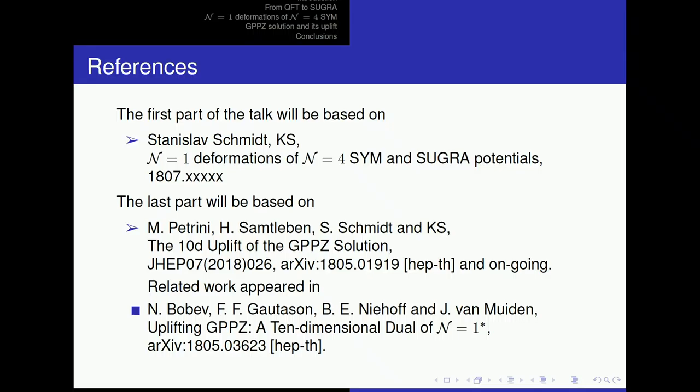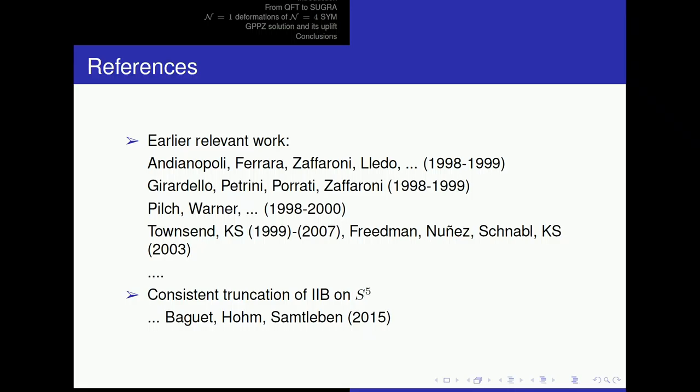I should also say that many of these things are based on work done many, many years ago, and I would have needed many slides to put all the references. So here I just list some names. Many of the things we will discuss are based on things already done many years ago, but there is something that could not have been done 20 years ago, and this is the last part of the talk. At the time, while people were expecting that maximal supergravity in 5 dimensions is a consistent truncation of type IIB, it was not known whether this is actually true, and the actual formulas were not known.